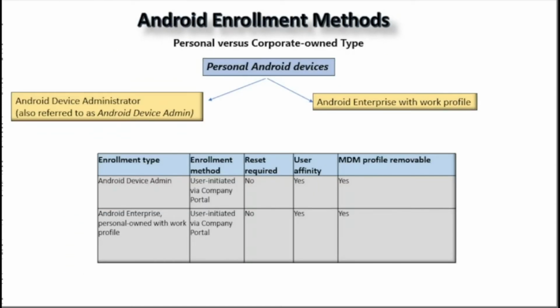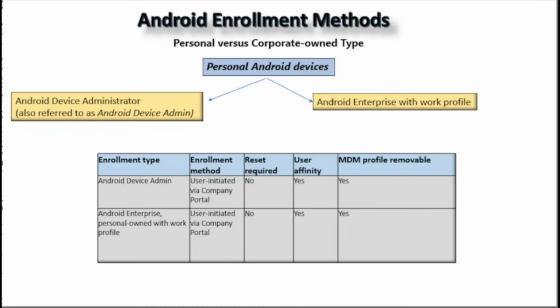Let's talk about the Android enrollment methods. For Android device enrollment method, we have many options. Broadly, we can divide these into two main categories based on the device ownership. Device ownership could be either personally owned or corporate owned.